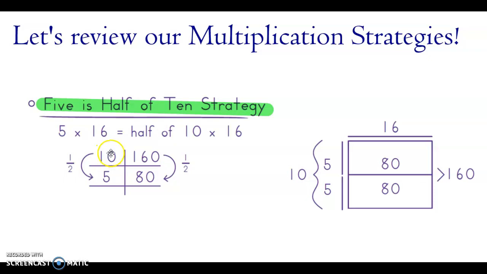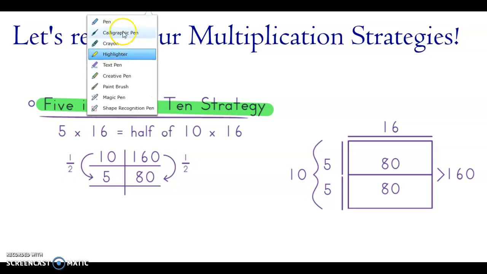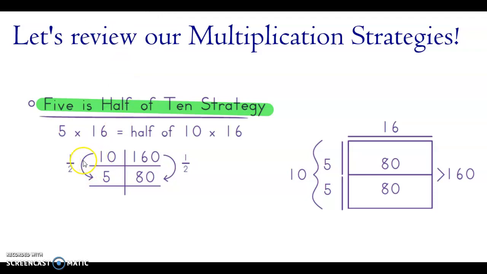We know 10 times 16 would be 160. So we're using those tens to help us out with our 5s. So if we know 10 times 16 is 160, we could take that 10 and cut it in half, where 10 cut in half is 5, or 10 divided by 2. So if we divide this side by 2, we actually have to cut this in half, which is the same thing as dividing it by 2. So 160, half of that is 80.